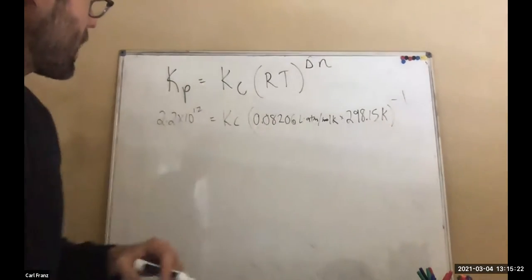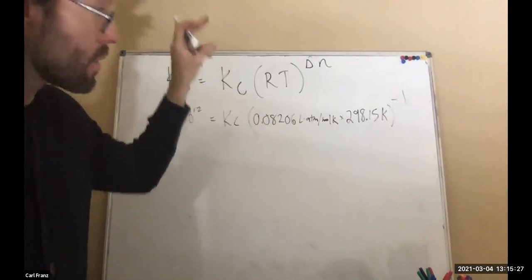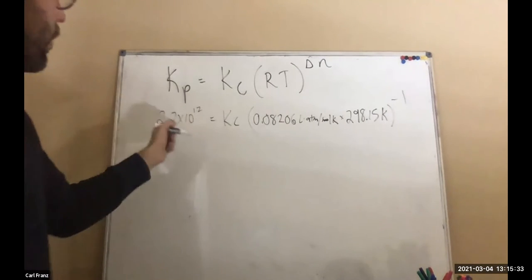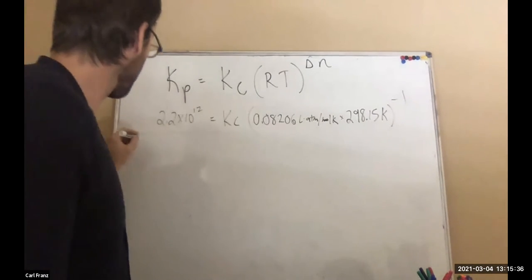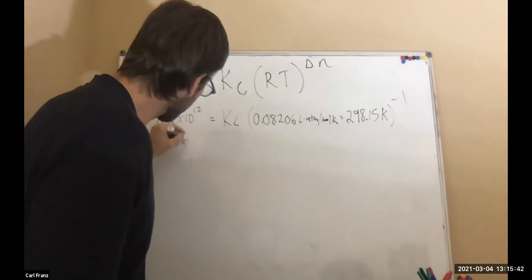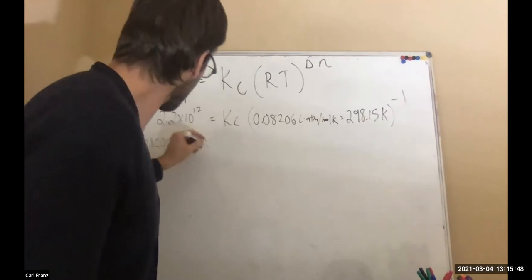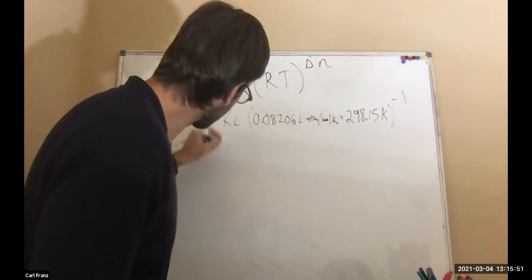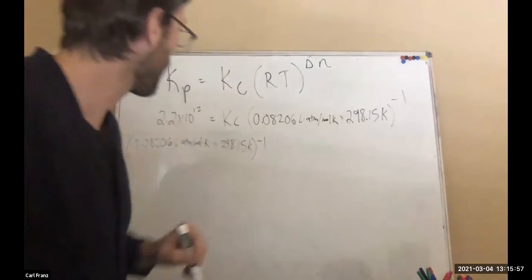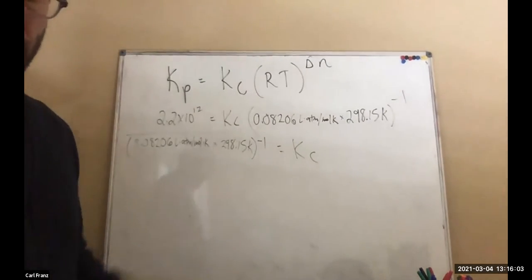Okay, so to get Kc by itself, we just divide each side by 0.08206 times 298.15 to the negative 1, right? So 2.2 times 10 to the 12 divided by 0.08206 liters atmospheres per mole K, times 298.15 K, to the negative 1, equals Kc. And what do you get if you do that?